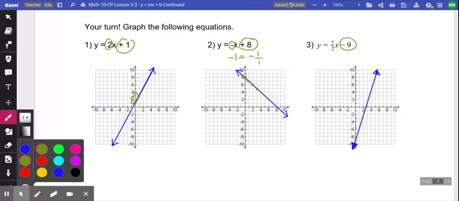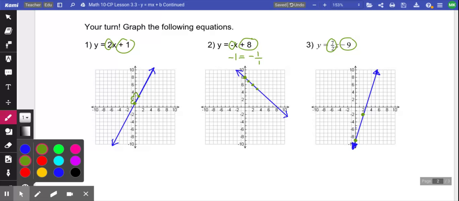The last one over here, start at negative 9, way down here. This goes up 7 over 2 to get that spot right there. Up 7 over 2. And you should have got that nice straight line. Wicked. That is taking equations and turning them into graphs.